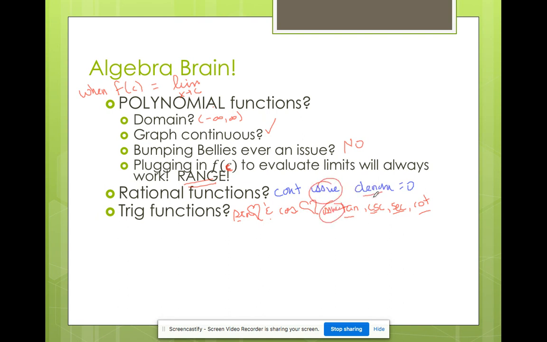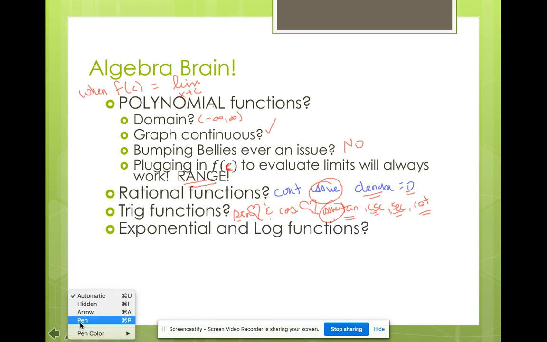Issue for rational functions when the denominator equals 0. Issue for trig functions when you have tangent, cosecant, secant, or cotangent. Denominator equals 0 causes a discontinuity in rational functions. Tangent, cosecant, secant, and cotangent all have discontinuities.